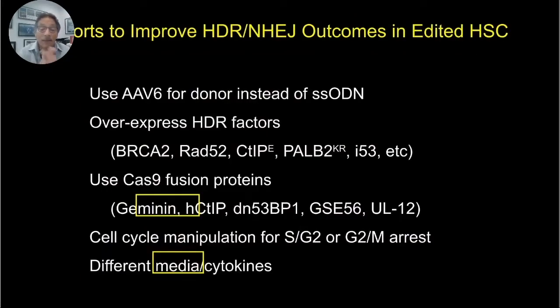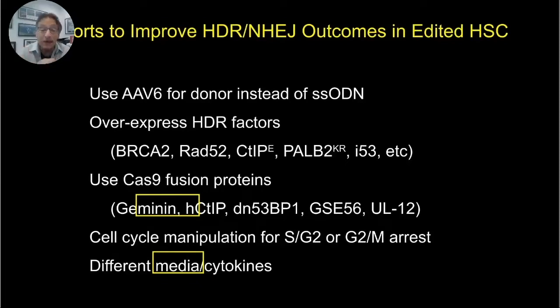Over the years, we've tried many different things to make this work. Matt Porteus, Paula Cannon, and other people reported that AAV6 as a donor gave high rates of HDR compared to what we had been using with an SSODN. I'll show you a little data on that. We've tried overexpressing a variety of the limiting factors for homology-directed repair by transiently transfecting the messenger RNA for a variety of proteins, none of which worked even in multiple combinations. We've also made multiple fusion proteins to Cas9 to try and bring in HDR factors, and really none of those have worked other than the Geminin fusion that I'll show you, which has actually improved the editing outcomes.